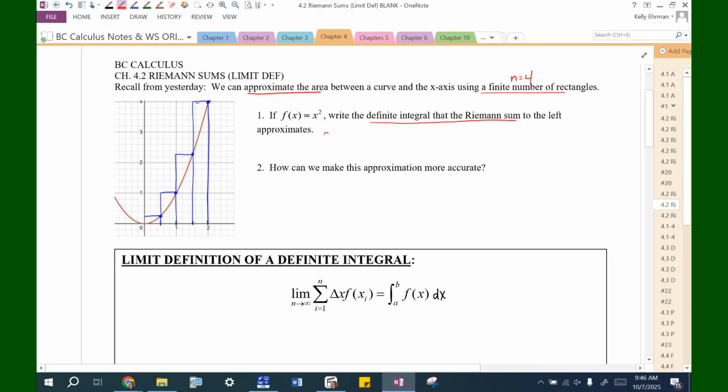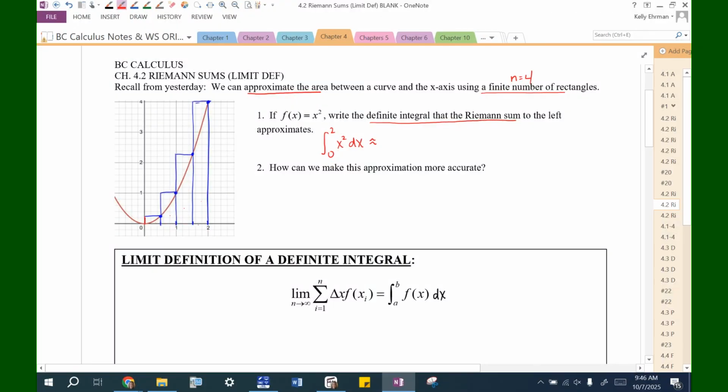So the integral, because the rectangles stop here, would be the integral from 0 to 2 of x squared dx. And we would be approximating it by finding the area of each of these rectangles and adding them together.